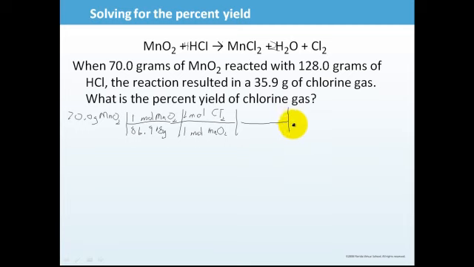Alright, and then that last step is the molar mass of the chlorine. So again, we go to our periodic table. Chlorine is 35.453, but it's diatomic, Cl2, so we have to multiply it by 2. And again, to cancel out the units, it's going to have to go on top this time.